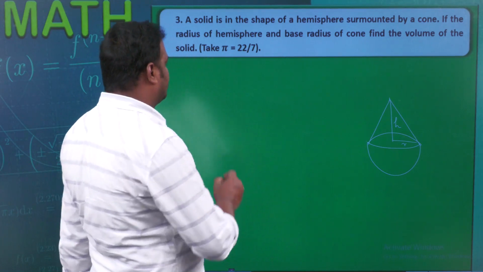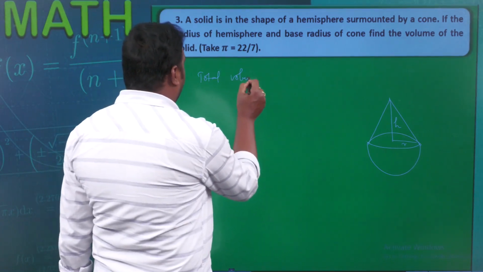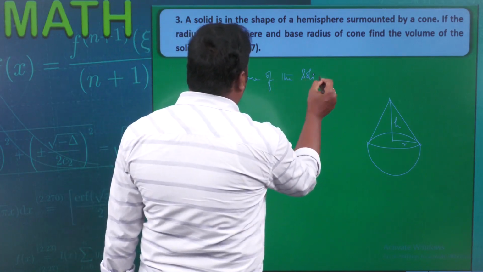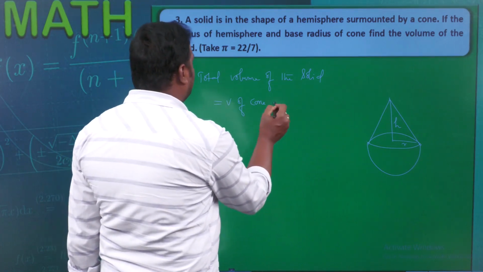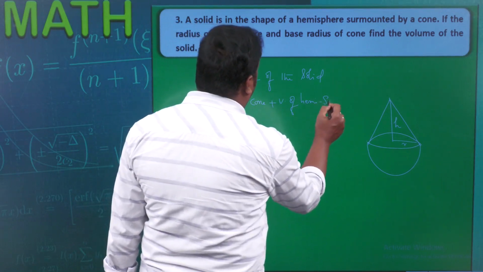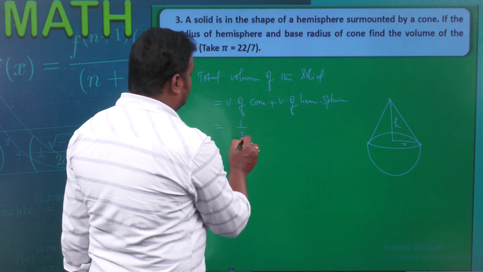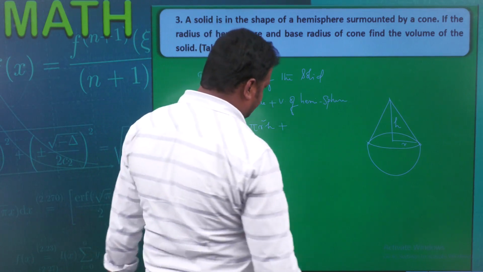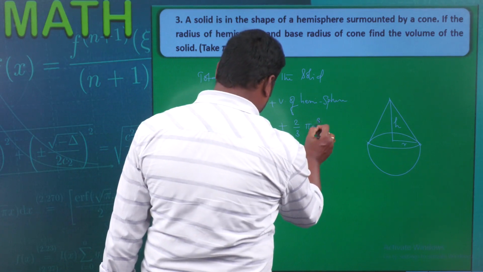Total volume of the solid is equal to what? Total volume of the solid is equal to volume of cone plus volume of hemisphere. So volume of cone is equal to 1/3 pi r square h plus what is volume of hemisphere? Volume of hemisphere is equal to 2/3 pi r cube.